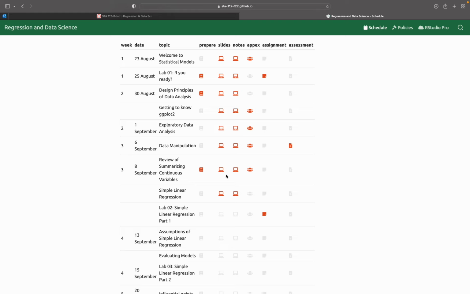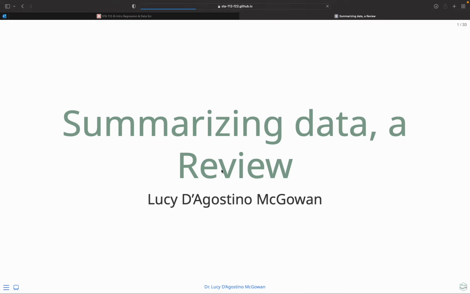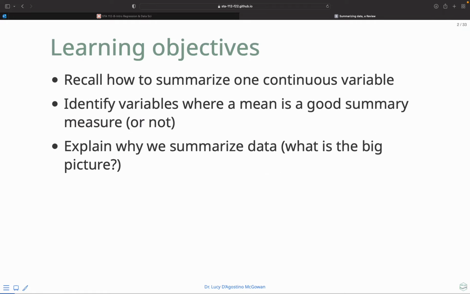Okay, so we're going to pick up where we left off with a quick review of summarizing continuous variables, and then we're going to actually do simple linear regression, which is what this class is all about, and then we will start on the lab. So the learning objectives for this part, we're going to hopefully be able to recall how to summarize a single continuous variable, be able to identify variables where the mean is a good summary measure or not, and then finally be able to describe the big picture, what we're all trying to do here.